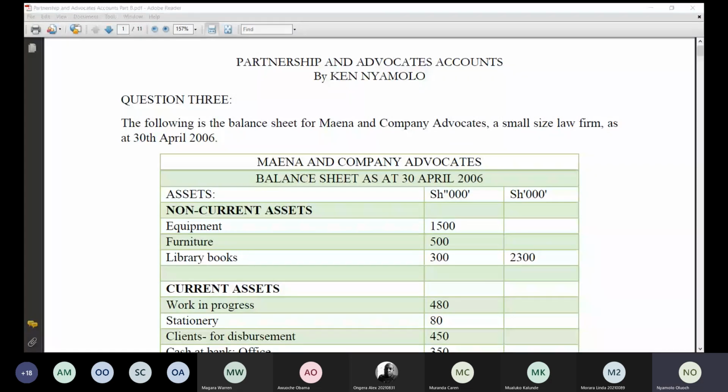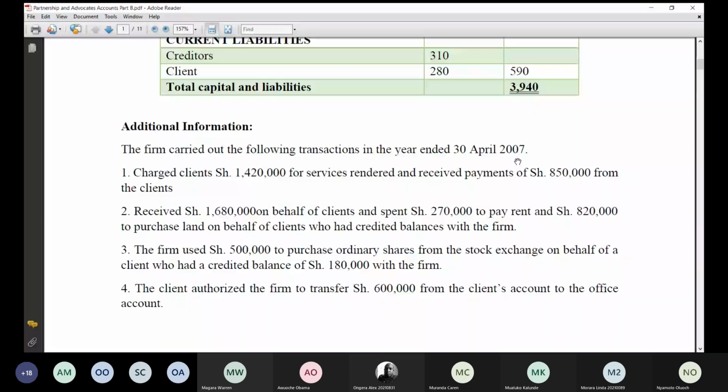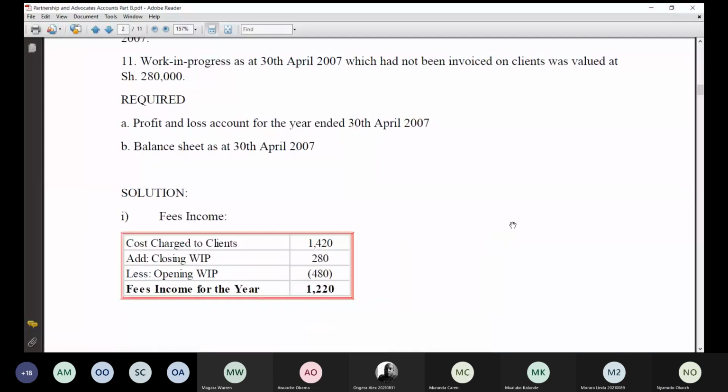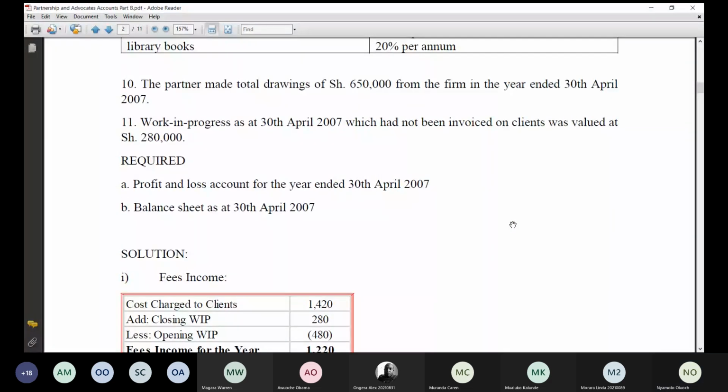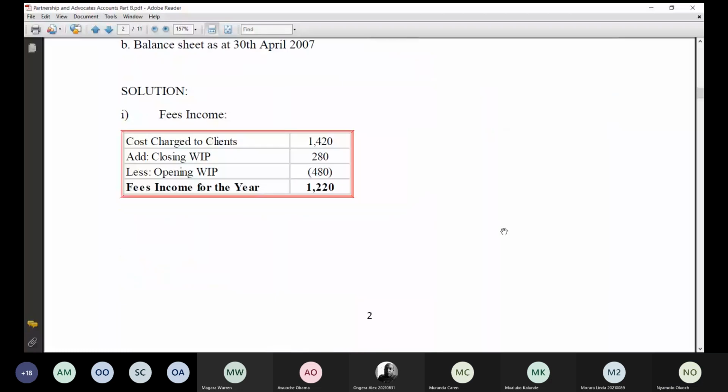So very quickly, I will go through that question 3, being the balance sheet. Then we should be able to conclude with the advocate's accounts.